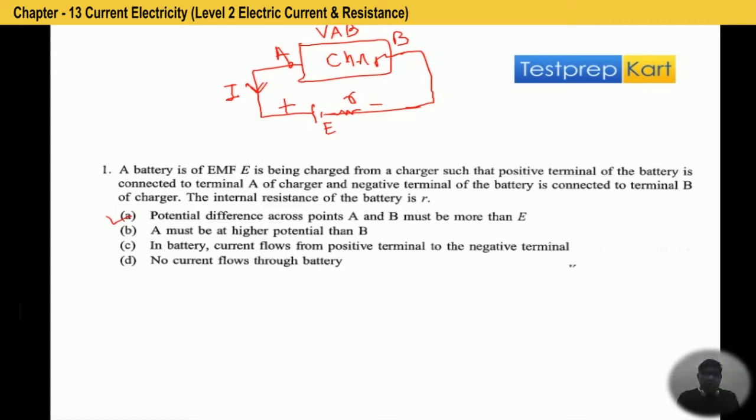A must be at higher potential than B. It is also right. That's why we are getting current in this direction from A to B. Next, in the battery, current flows from positive terminal to negative terminal. Definitely, when the charging process takes place, this current moves from positive terminal to negative terminal. So it is correct. No current flows through the battery: it is not right. So options A, B and C are correct in this question.